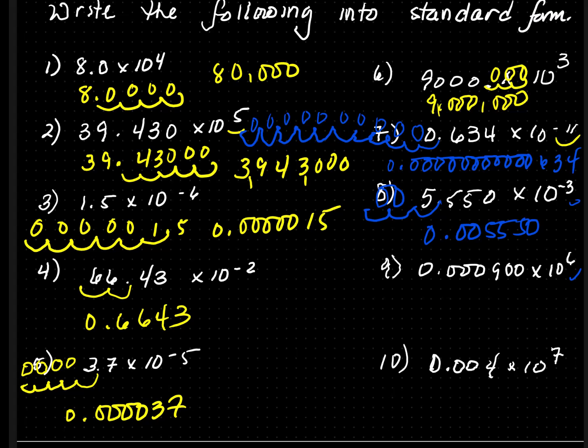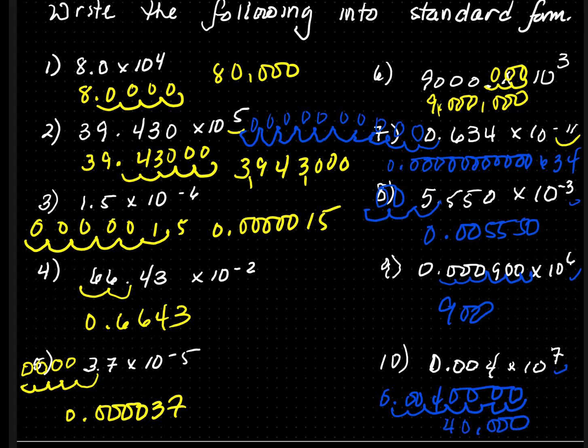And number 9, it has a positive exponent. So I know it's going to be a large number. I need to move to the right 6 times. I located a decimal. 1, 2, 3, 4, 5, 6. I rewrite it. It becomes 900. In the last problem, it has a positive exponent. We locate the decimal. I'm going to rewrite it down here. And we're going to move it 7 times. 1, 2, 3, 4, 5, 6, 7. All these places that don't have a number, we put zeros as placeholders. So my final answer becomes 40,000.